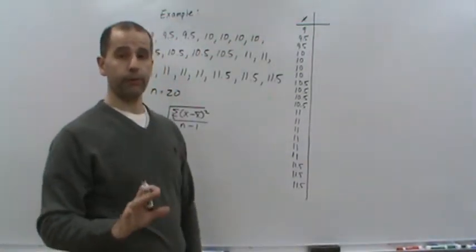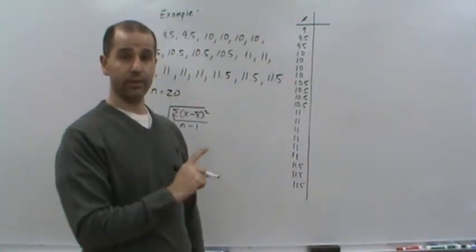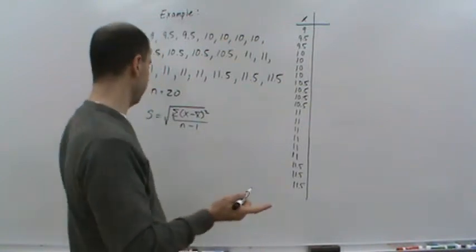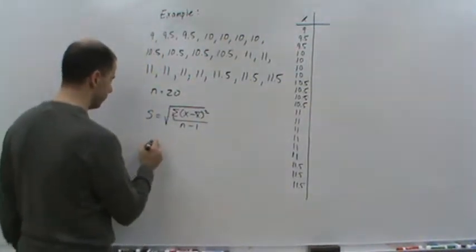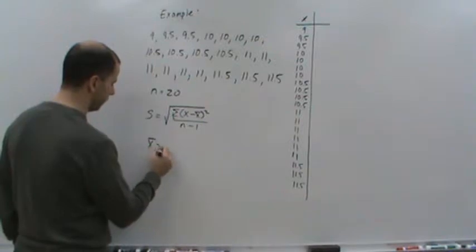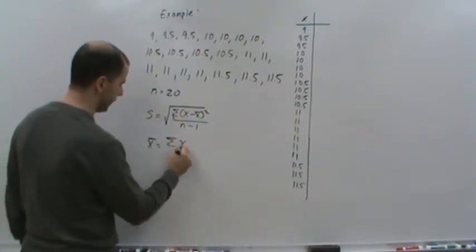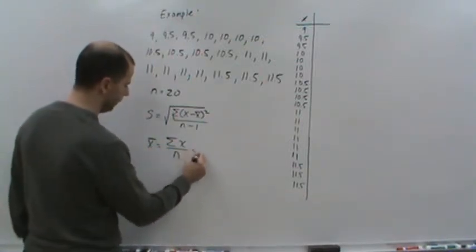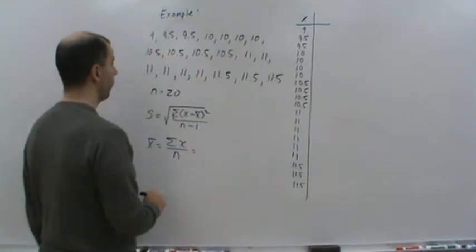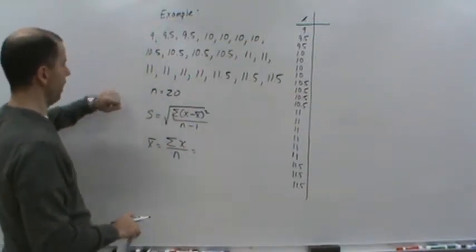Okay? Now, the first step after this is I need the mean. I need to calculate the mean. Okay? So how do I calculate the mean? I'm going to get x bar, and I'm going to use the formula, summation of x divided by n, where n is 20. So I'm going to sum all of these values up.